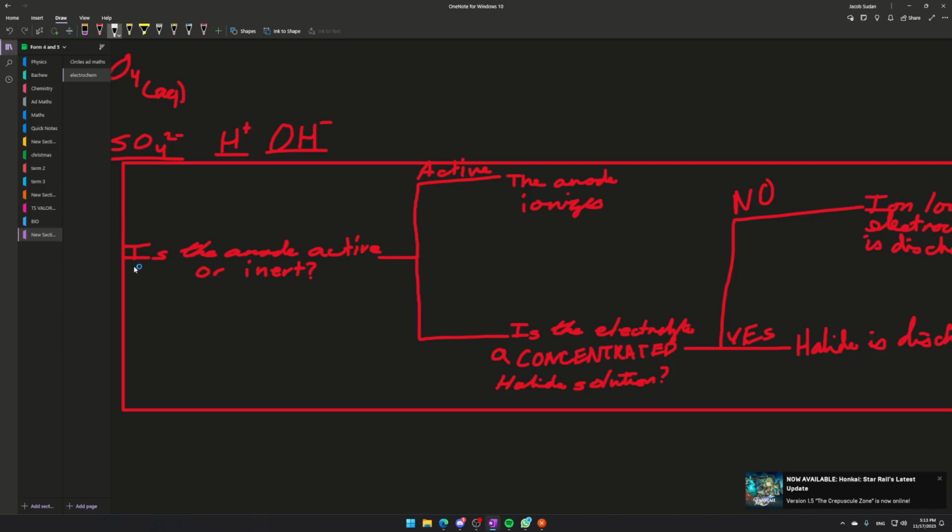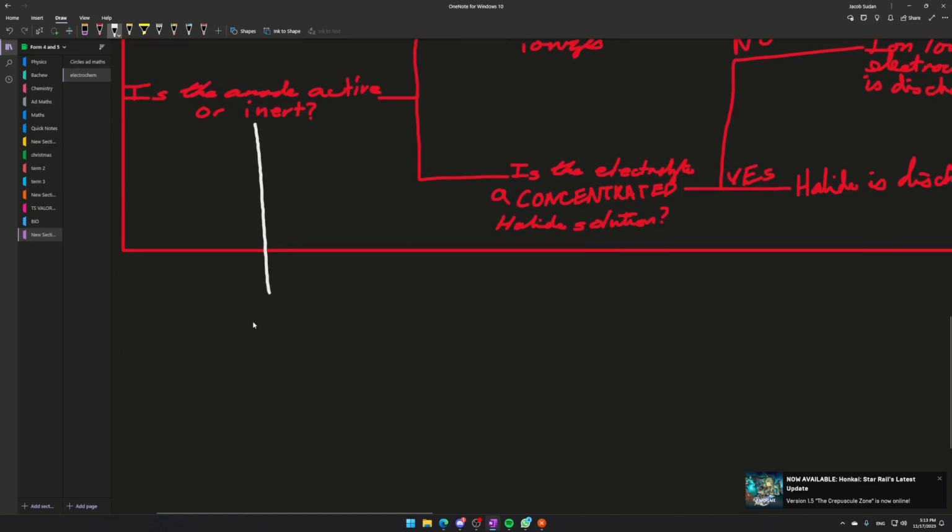Now I did not go over what is the difference between an active and inert anode, so let's do that. Inert anodes do not interfere with the reaction, but they can still conduct electricity. For example, graphite. Graphite is inert because it can conduct electricity, but it isn't involved in the reaction. An active anode, say we had a copper anode, is active because the copper can interfere with the reaction.